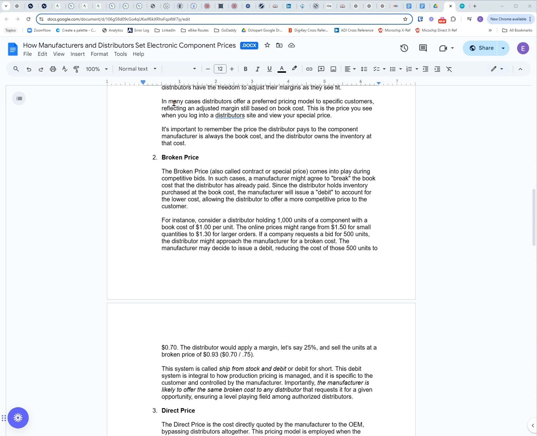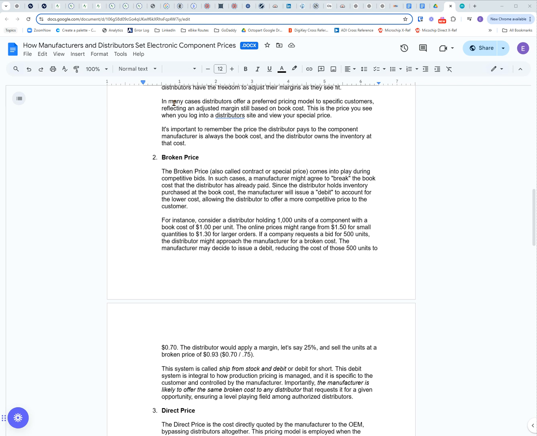It's also called contract pricing or special pricing, or other things with similar meaning. And this comes into play during competitive bids, typically higher value bids. And in these cases, the manufacturer might agree to break the book cost and offer a distributor a lower price, or a break on the price that they've already paid.